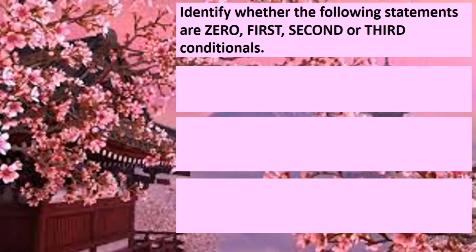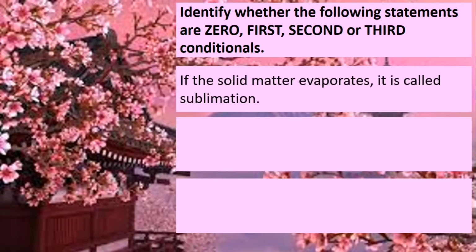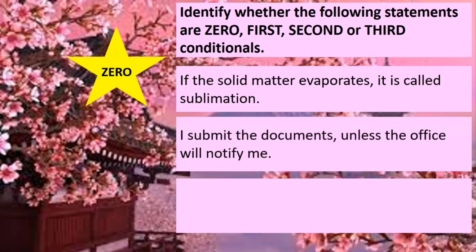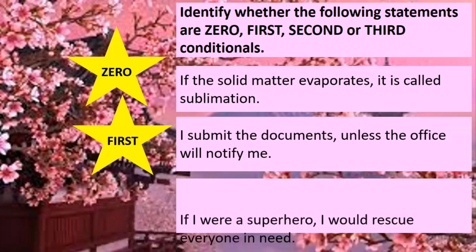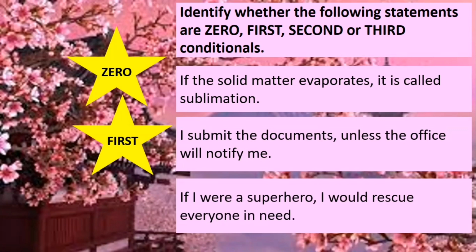And so let's practice those types of conditionals by identifying whether the following statements are zero, first, second, or third conditionals. Our first sentence is, if the solid matter evaporates, it is called sublimation. That is zero conditional. Next sentence, I submit the documents unless the office will notify me. That is first conditional.